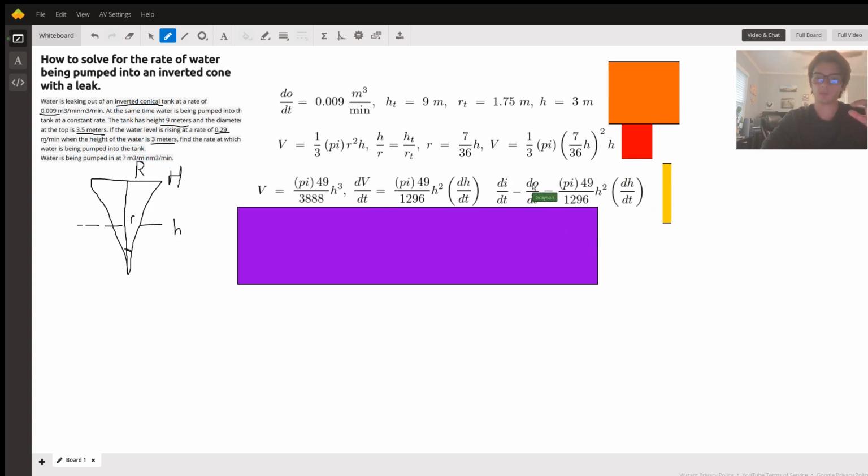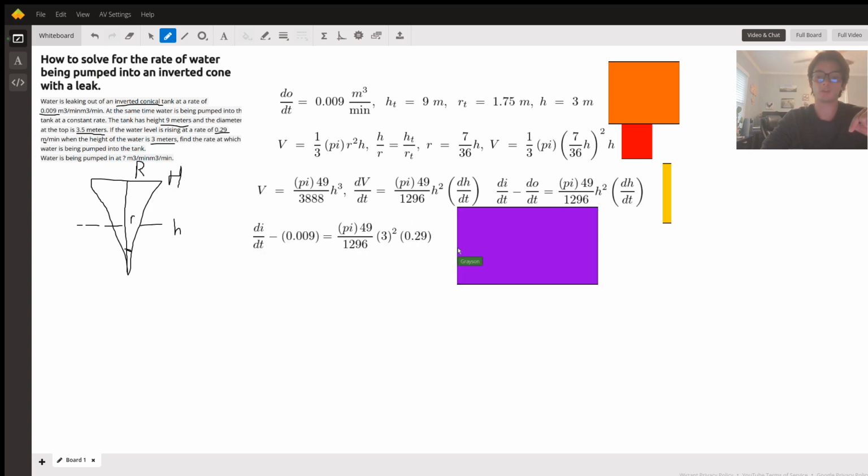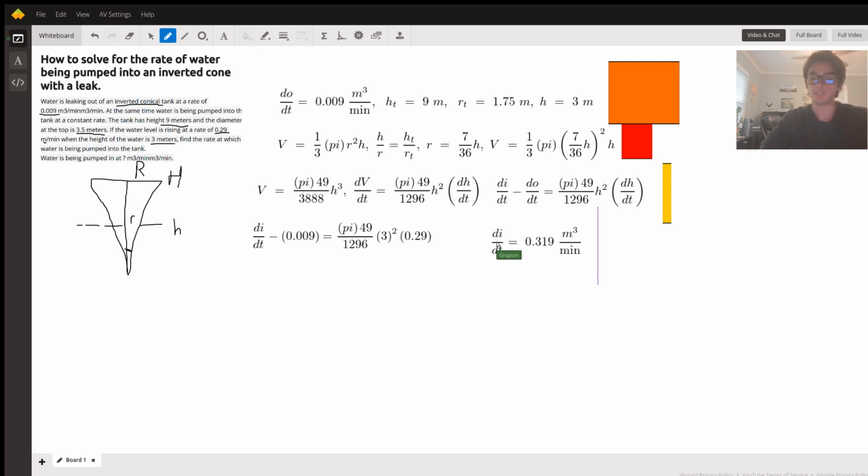If you look at it, we're trying to find this dV in/dt. And we have dV out/dt, we have our h, we have our dh/dt. So we replace those values with what we know, and then we solve for dV in/dt, and we get our answer, which is dV in/dt equals 0.319 meters cubed per minute.